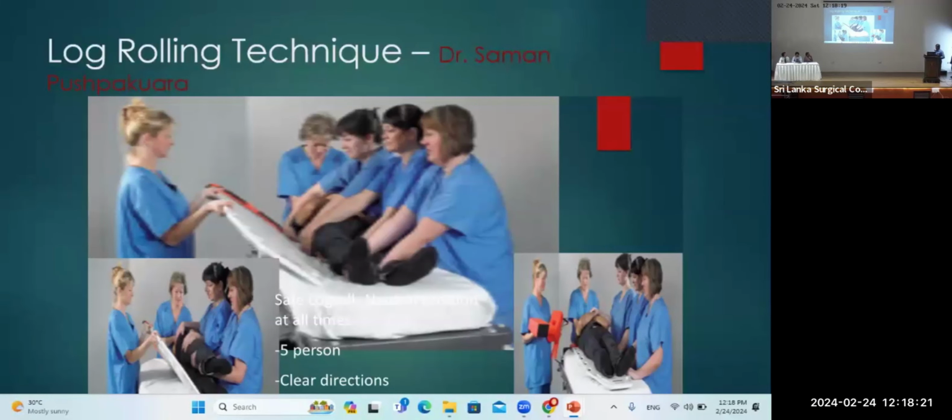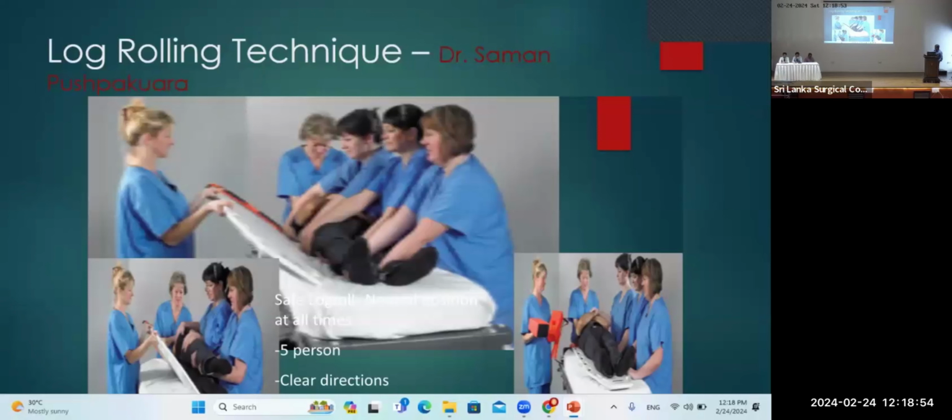Yeah, this log rolling is a really important technique, because one important principle in managing a spine injured patient is you move the entire spine together. One very bad thing you can do, like I told you in my presentation also, is to create a junction between a mobile and an immobile segment.